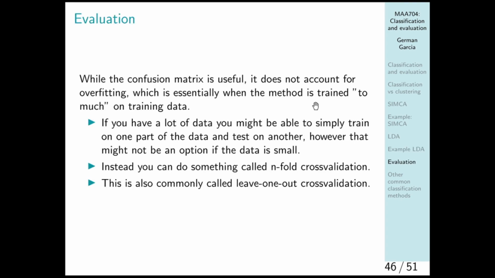Now, while the confusion matrix is useful, it does not account for overfitting, which is essentially when the method is trained too much. There is really no easy way to avoid this, but if you have a lot of data, we might be able to simply train on one half of the data and test on the other half. That, however, might not be an option if the data is small. But instead, what you can do is a process called leave one out cross-validation or n-fold cross-validation.